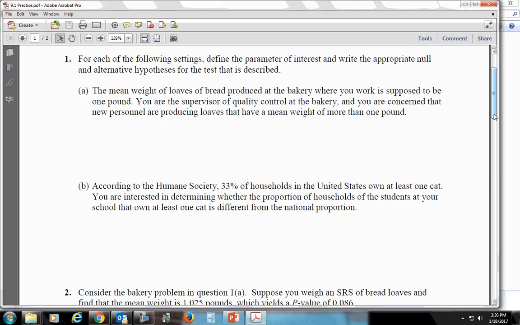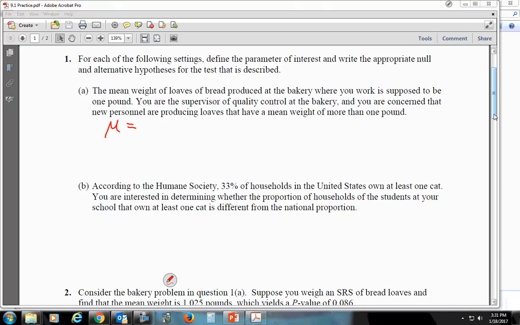So part A, the mean weight of loaves of bread produced at the bakery where you work is supposed to be 1 pound. You are the supervisor of quality control at the bakery, and you are concerned that new personnel are producing loaves that have a mean weight of more than 1 pound. So what kind of symbol should we be defining to be our population parameter? Mu. Okay, so what gave you a hint that it was mu? It says mean, right? Okay, and you're literally, like I've been telling you, going to just plagiarize their sentence.